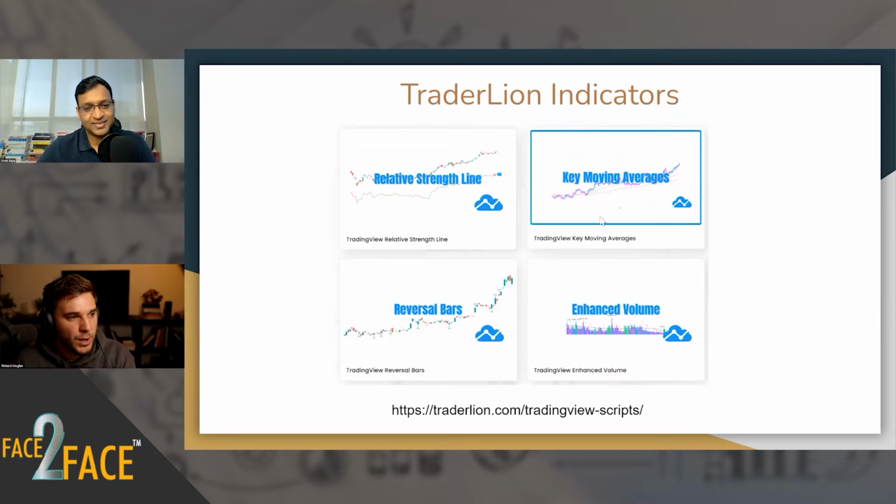But we've also got a few others, like the TradingView key moving averages, which is basically a trend indicator using different moving averages, and reversal bars, which identifies key turning points in a stock as well. We can talk about them theoretically, but I think the best way to explain them is actually to look at a stock. So let's go over to TradingView and talk through them.